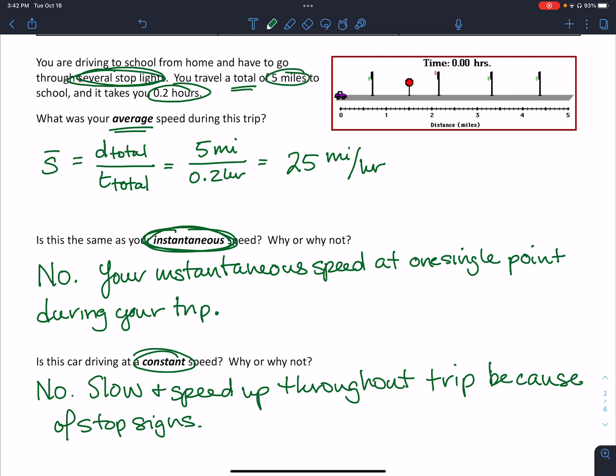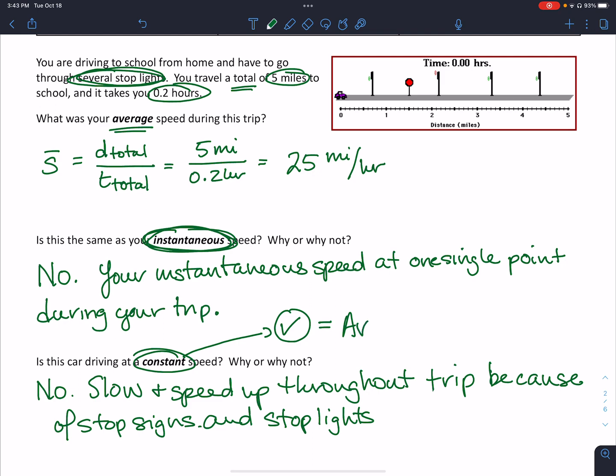All right, so we really need to keep track of whether we're talking about average, constant, or instantaneous. If the problem says you were moving at constant speed, well, then that means that is equal to my average speed, because it never changes, and equal to my instantaneous speed. Because every time I look at my speedometer, I'm moving at a constant speed, so it should always read the same value.